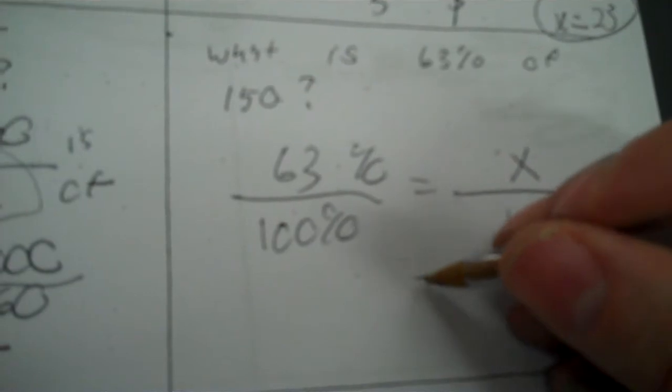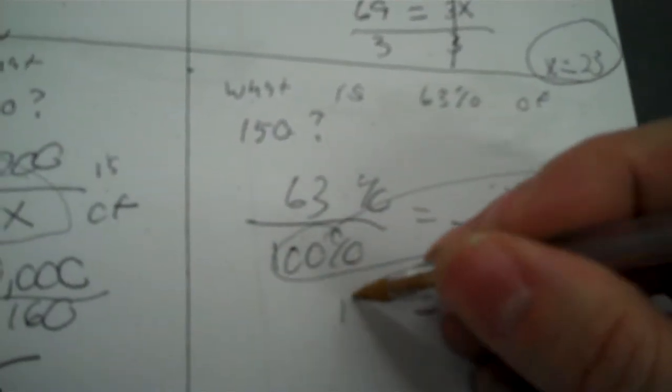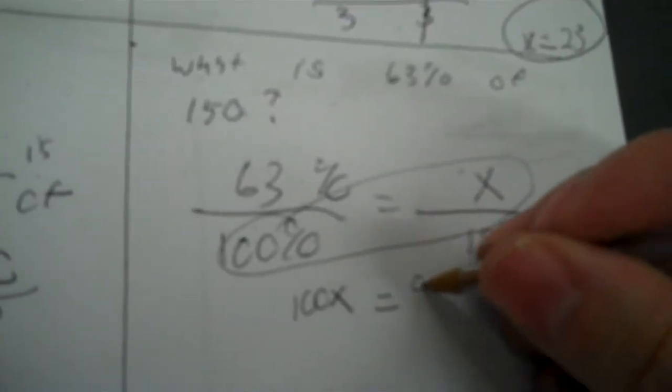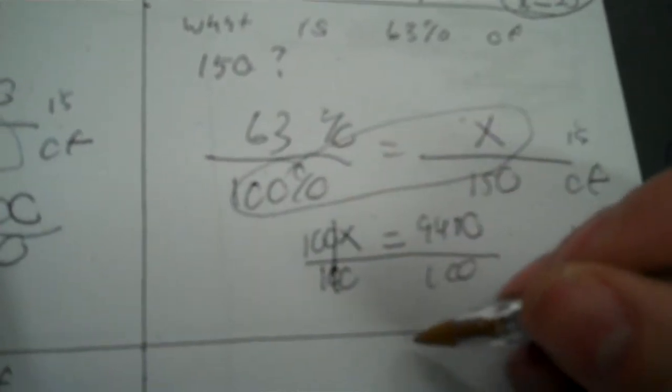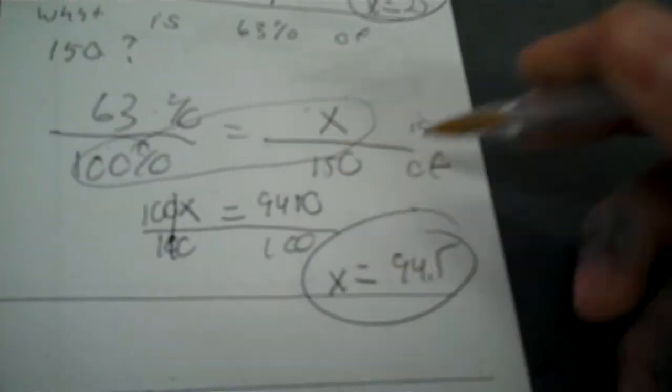Percent is of. Percent, you have 63%. After of, you have 150. That means I don't have anything to go here. Okay, so we'll put 100x on that side. On the other side, we'll go 63 times 150. It's going to be 9,450. Divide by 100. So 9,450 divided by 100 is 94.5. Again, don't put a percent if it's over there.